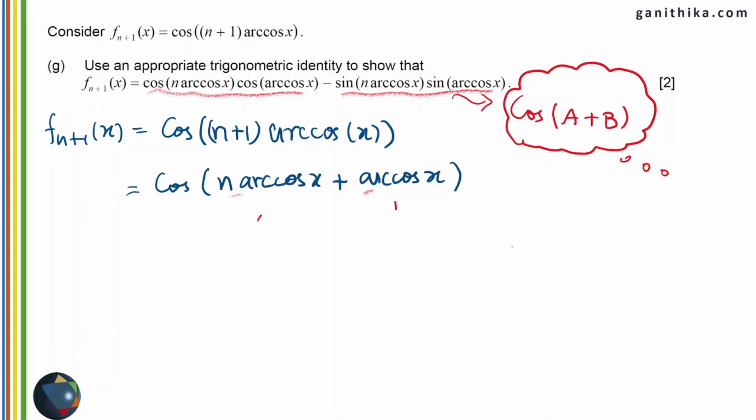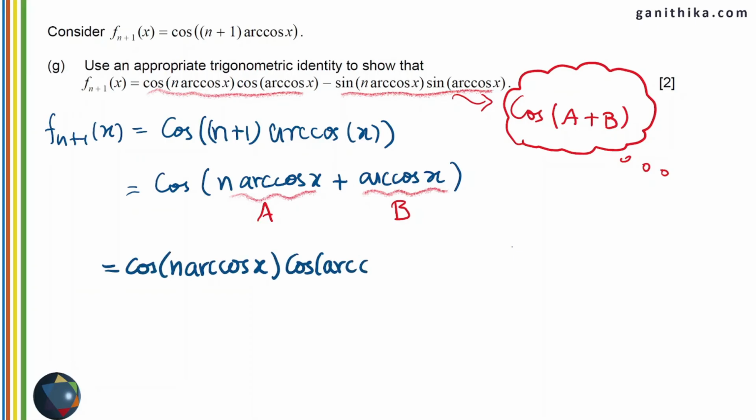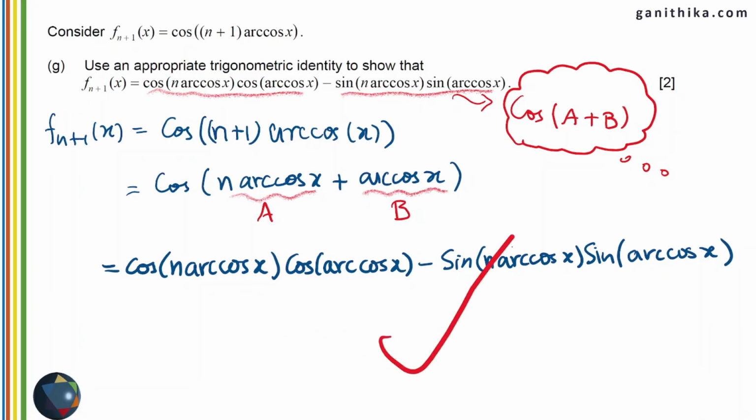So now it looks like cos of a plus b. If you have given the thought that the final answer looks like cos a plus b, you will be able to identify that you have to open the bracket for n plus 1 times arc cos x. Then you will get the cos of a plus b form. Once you get this form, the question is done. You have to just expand using the formula. You will get cos n arc cos x cos arc cos x minus sin n arc cos x sin arc cos x, where a and b are given there. So you are done with the question here. So it's easy. It's not a very difficult question. A 2 mark is easily got.